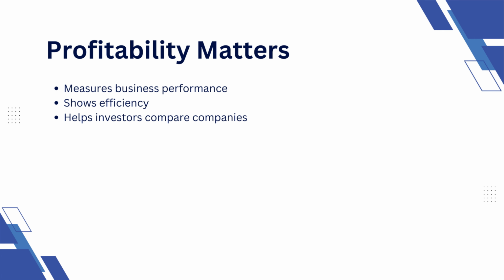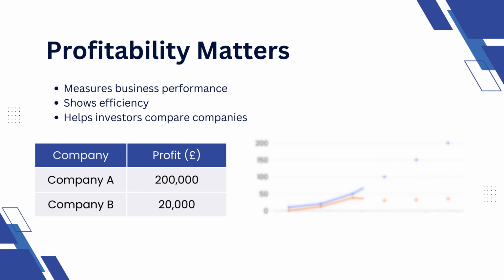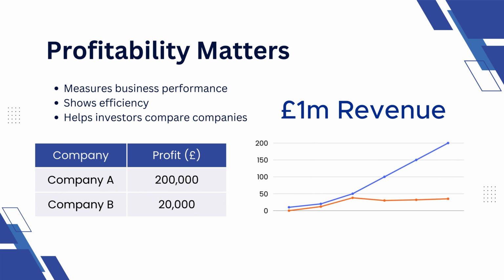A company can have very high revenue but still be poorly managed. For example, imagine two companies that both sell £1 million worth of products. One company earns £200,000 profit. Another earns only £20,000. Even though their sales are the same, their profitability is very different. Profitability ratios help us identify these differences.